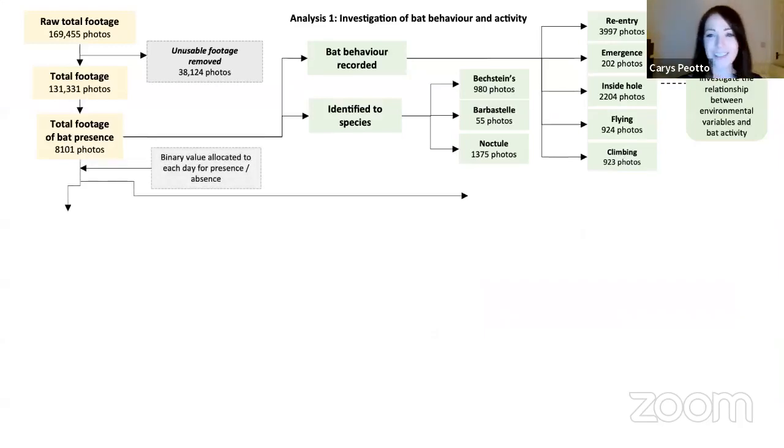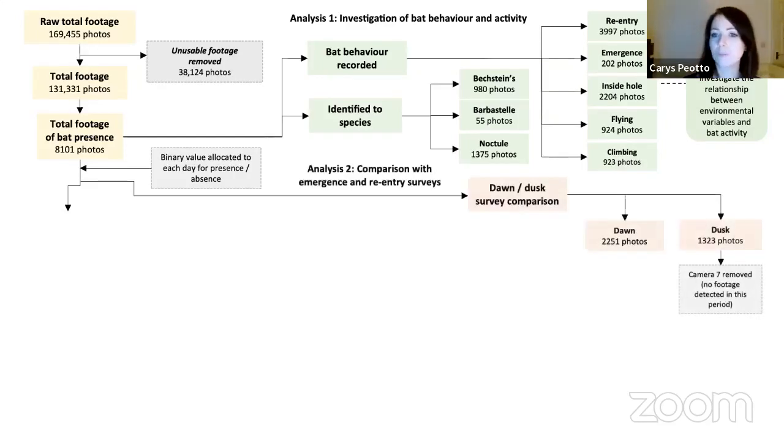This leads us on to the next couple of analyses. And to achieve this, what I did is allocate a binary value to each day for bat presence or absence, a 1 or a 0. For analysis 2, this enabled us to make a comparison with current industry guidance for emergence and re-entry surveys, so dawn and dusk surveys.